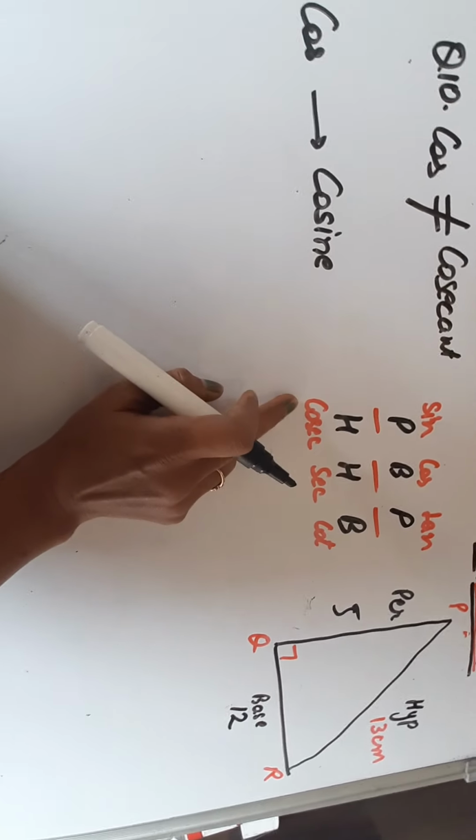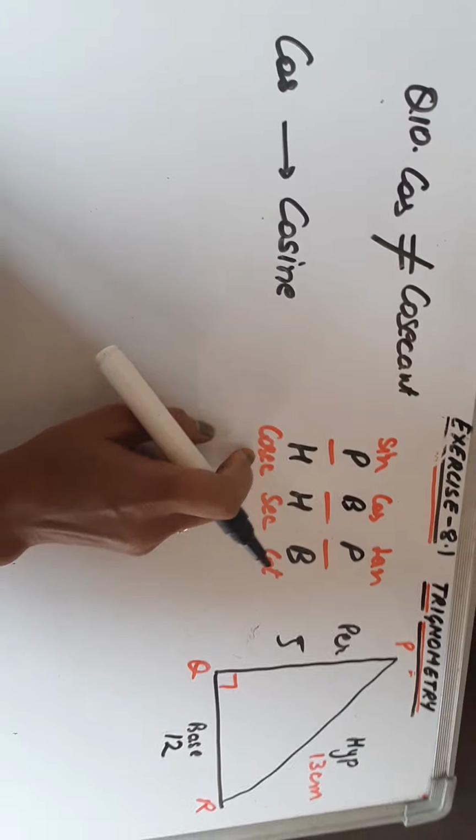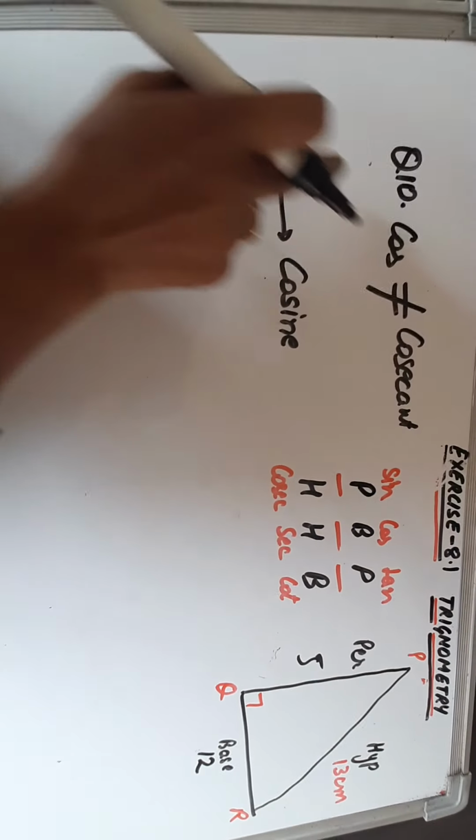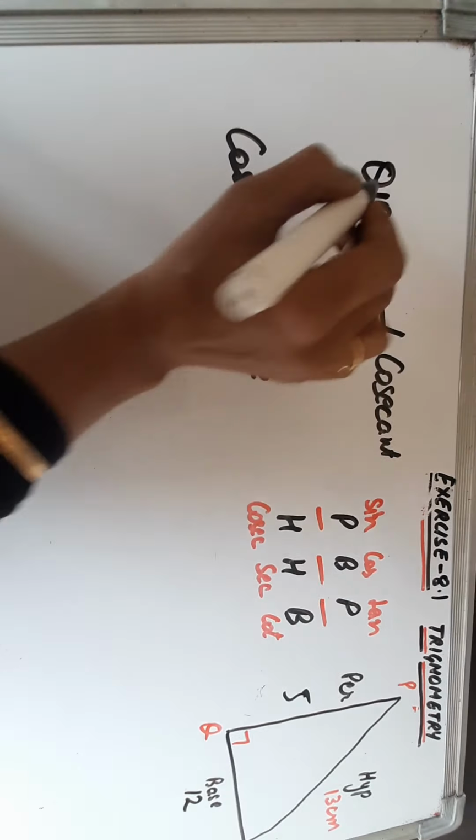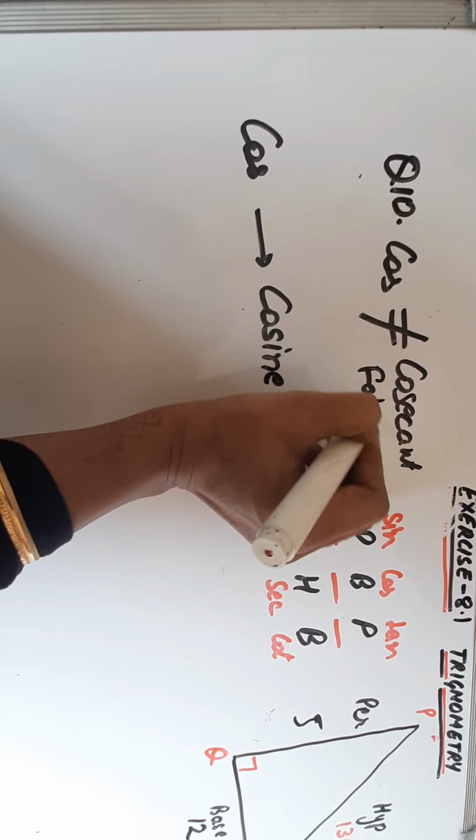Cosecant किसके लिए यूज़ होता है? Cosecant, cosec is the abbreviation of cosecant. So cos की abbreviation cosine है. So answer to our third part is again false.